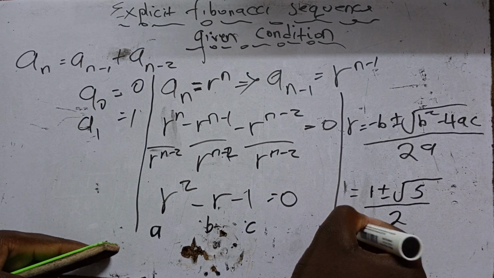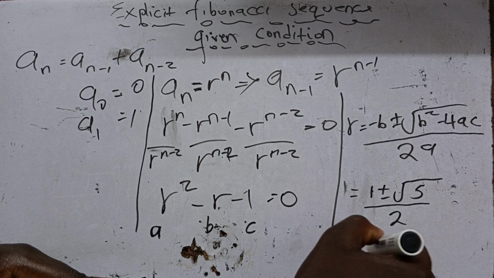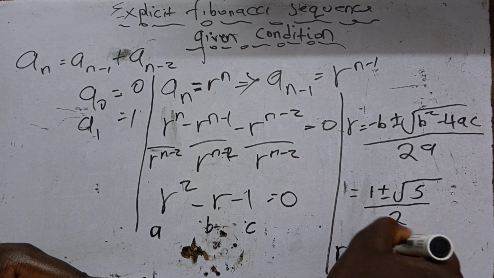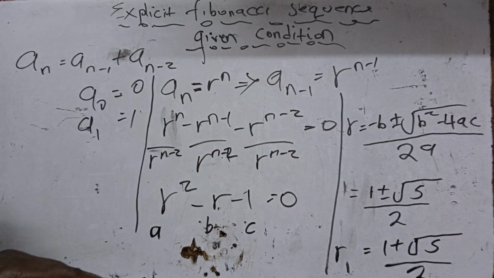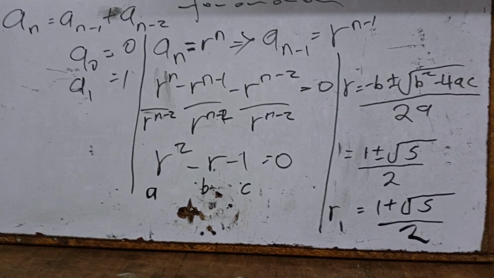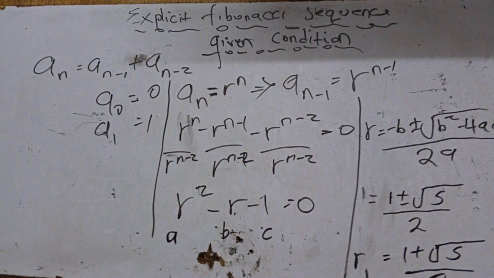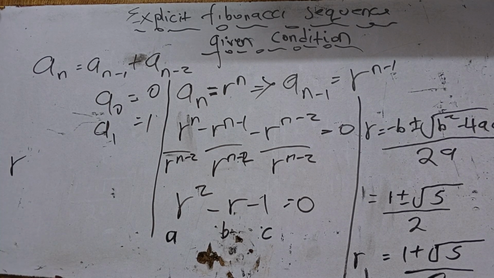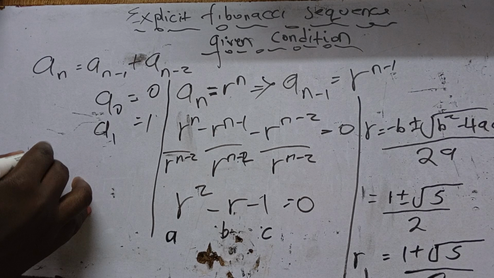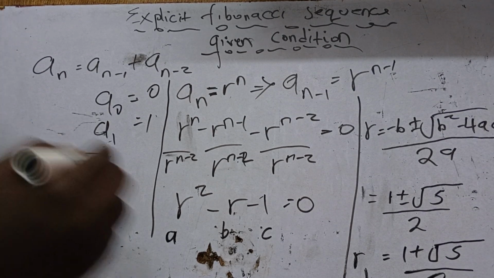So what is our r1? R1 is 1 plus root 5 divided by 2. That will be our r1. And what will be our r2? It will be 1 minus root 5 divided by 2.